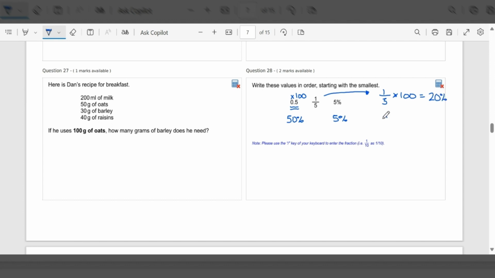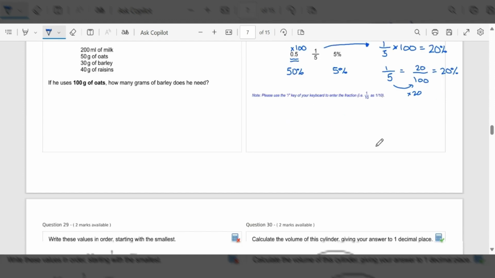The alternative without the calculator, I don't know why I'm going into this, is to make the bottom number of the fraction be 100. So you go, well, I need to times that by 20. So I'll do the same to the top. So 1 over 5 is the same as 20 out of 100, so it's 20%. But you've got a calculator tomorrow.